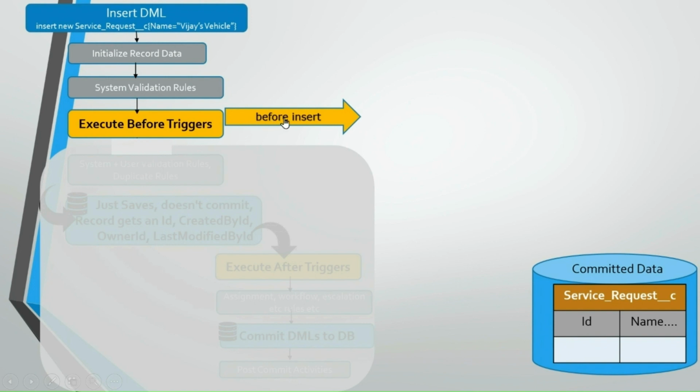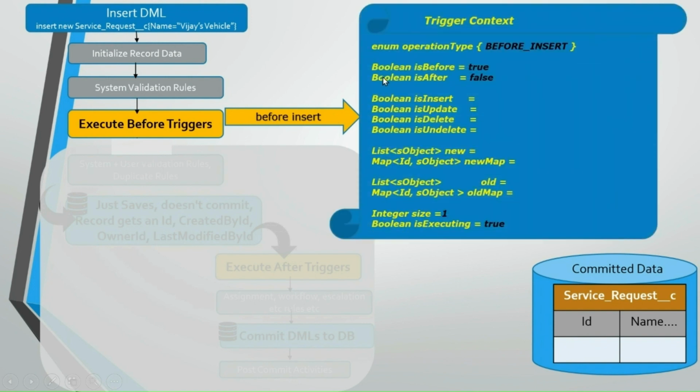For the before insert, the trigger context variables are going to have these kinds of values. Operation type is going to have before_insert for the before insert event, and the type of the event is before. That is why isBefore is assigned true and isAfter is assigned false. Then the four boolean values depend on the type of the DML. Here the type of the DML is insert. That is why isInsert will get assigned true. The remaining three values will get assigned false.